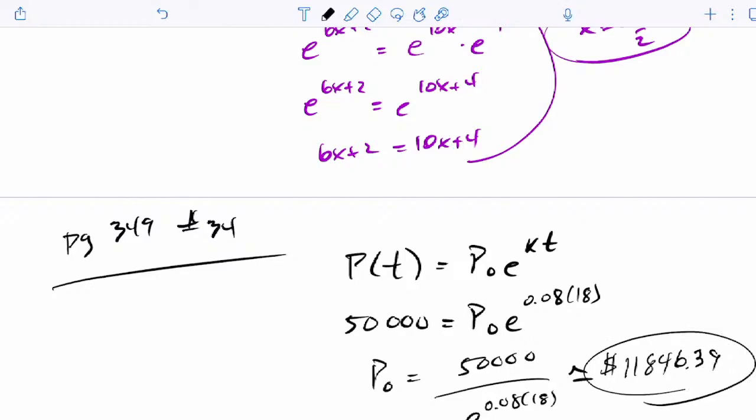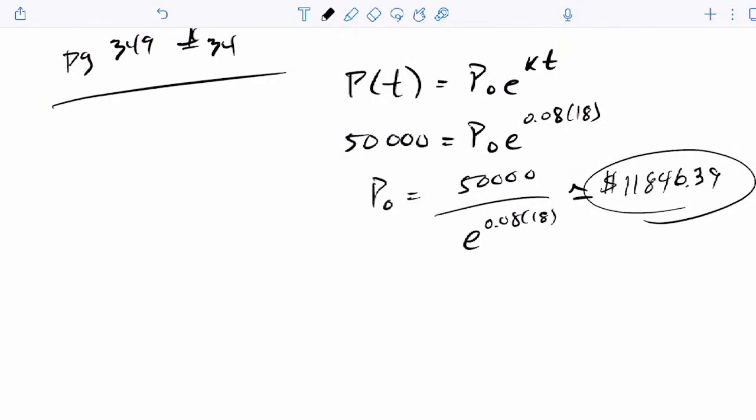Page 350. Oh, number 34. Sure, we can do that one. Well, anyways, there's 349, and 34 has a question. But yeah, we can do page 350. That's my fault. I didn't know. I just assumed it was that one. 34.